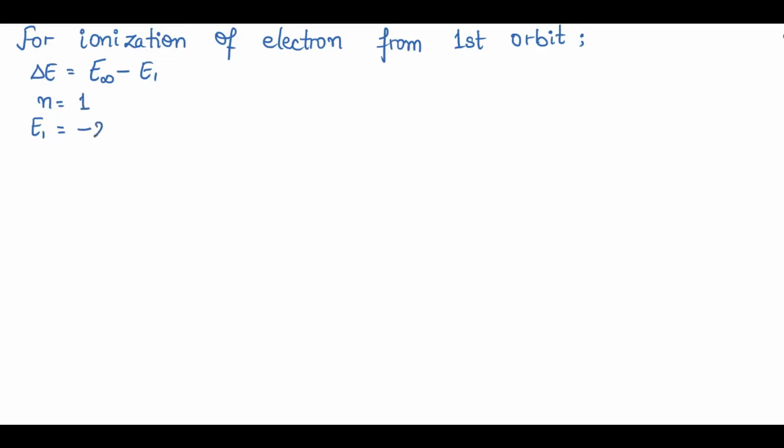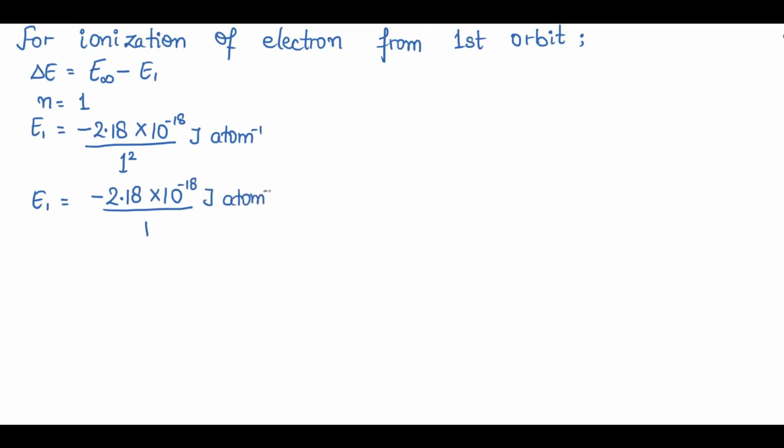So E1 equal to minus 2.18 into 10 raised to power minus 18 by N square, that means 1 square joule atom inverse. When you will take the square of 1, it will be 1. So E subscript 1 equal to minus 2.18 into 10 raised to power minus 18 by 1. If you are dividing something with 1, I will get the same value. So E subscript 1 equal to minus 2.18 into 10 raised to power minus 18 joule atom inverse, right?